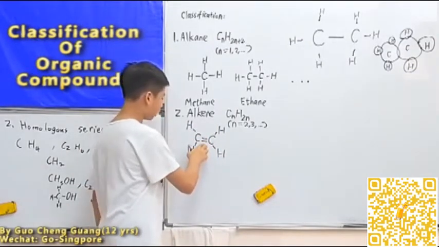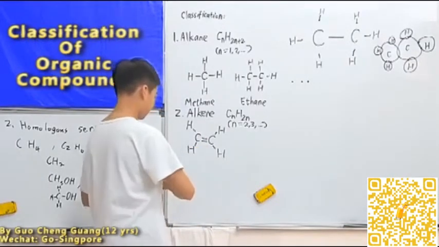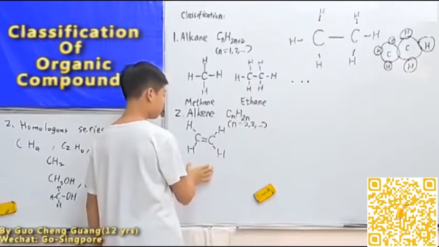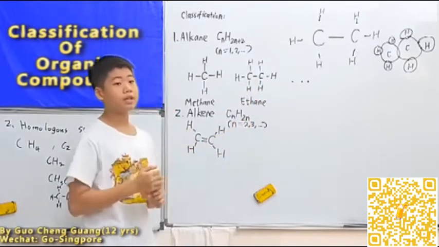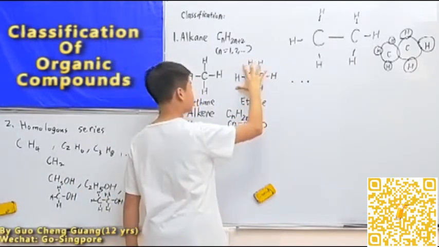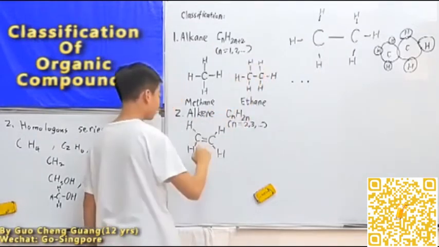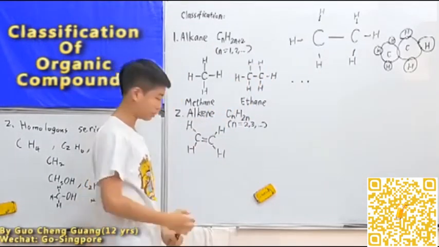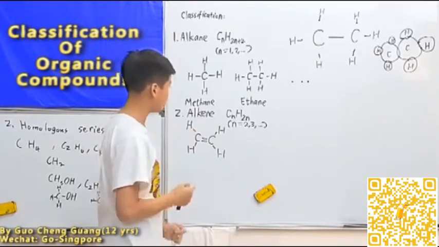But with this double bond, we actually need to make a big difference here between these two. Here you have a double bond, here you only have a single bond. We do have different names to call them. We call this part saturated. This part, we call it unsaturated. Well, how can we understand these two words?